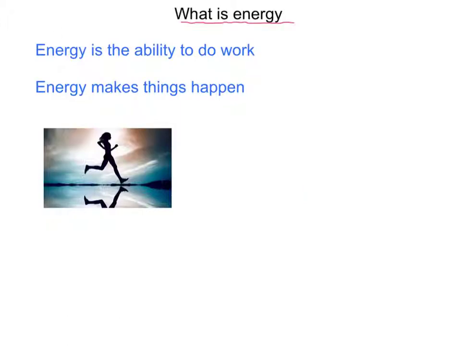Okay, so first of all, what exactly is energy? The scientific definition of energy is that energy is the ability to do work. Okay, in other words, energy causes things to happen, that make things happen. So for example, you are able to run because you've got the energy which you get from your food. You are able to do classwork or homework because you've got energy to do that. Things are able to happen because they've got energy.